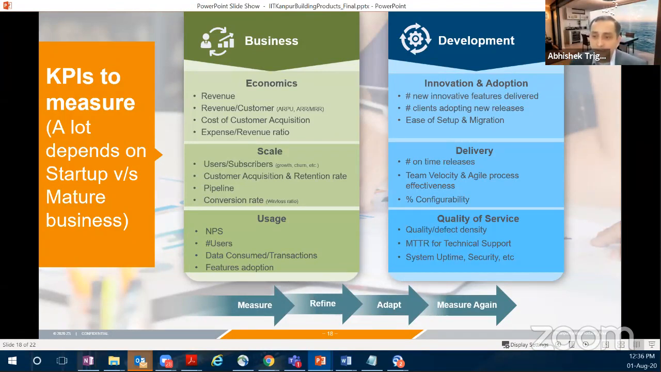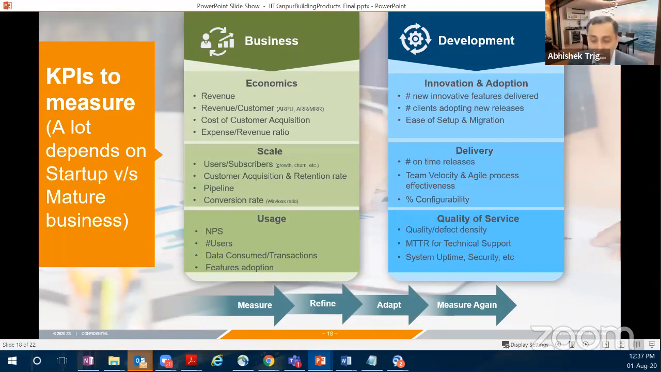Similarly, getting into delivery: how many times you're doing on-time releases, your team velocity, the percentage of configuration versus customization. If every time somebody has to customize versus configure, then it's not a great product. So you've got to think through a lot of those aspects as well. And then finally, the quality of service in terms of defect densities, your mean time to resolution for your technical support, your system uptime. All these are important criteria that you've got to keep in mind while you're thinking of the overall software business.